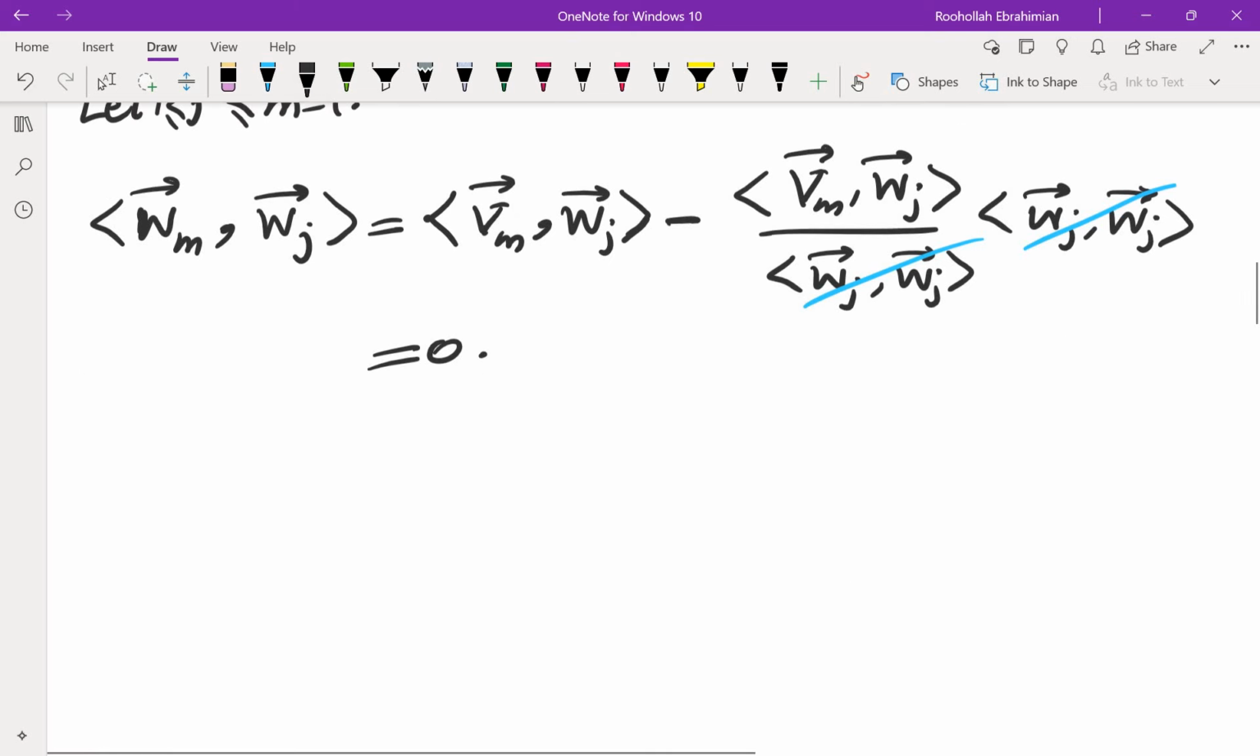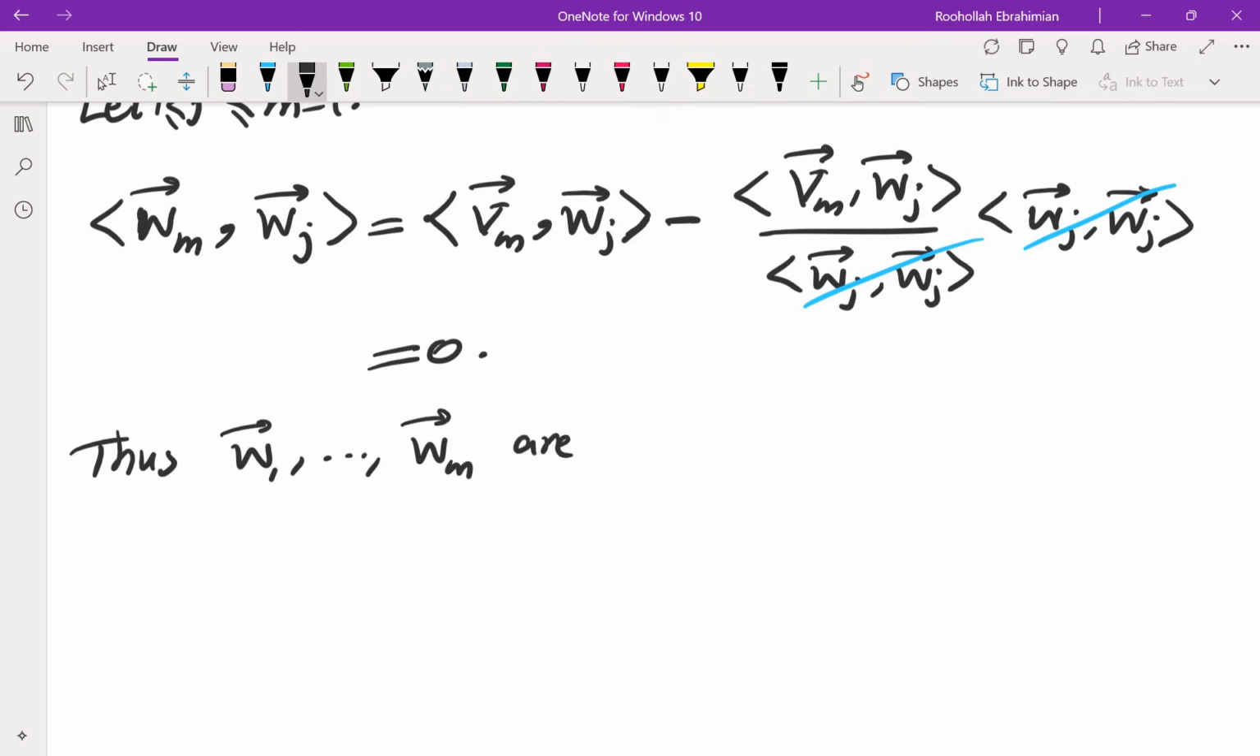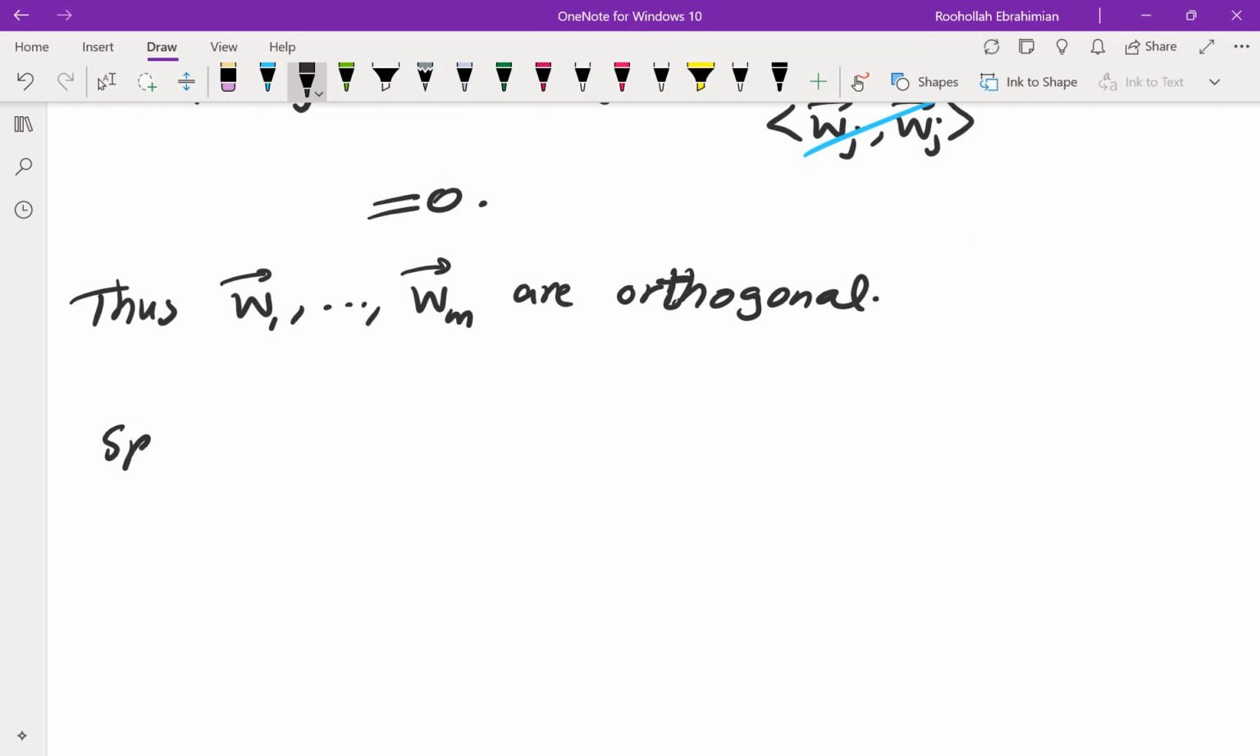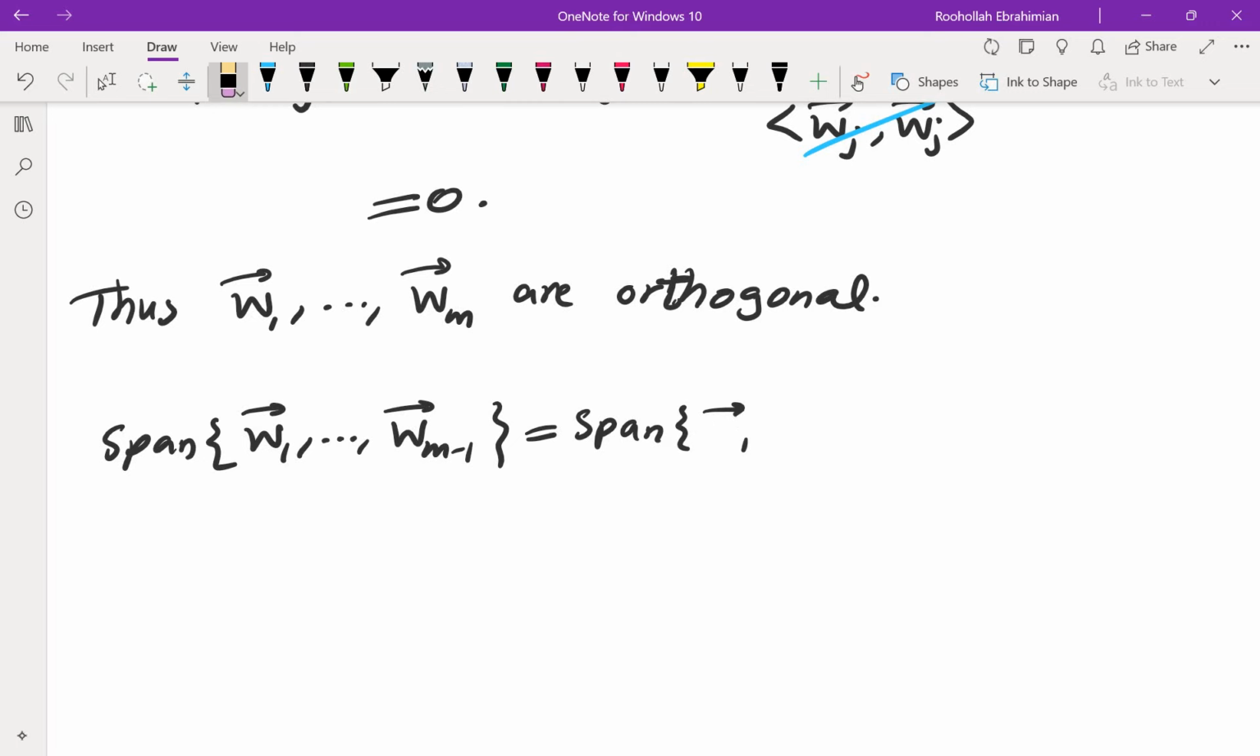So what that means is that w1 through wm are orthogonal. Now, if I also show that their spans are the same, then we are done. What we know is that the span of w1 through w(m-1) is the same as the span of v1 through v(m-1). We know this one.